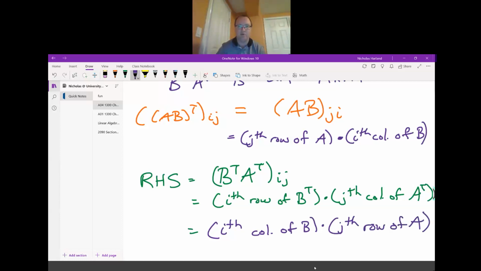And unless something went crazy, I certainly hope that these two things are equal. And if we look at them, they are absolutely equal to each other. So that's our left-hand side. We showed their sizes were the same, we showed their entries were the same, and therefore it's the same on both sides.